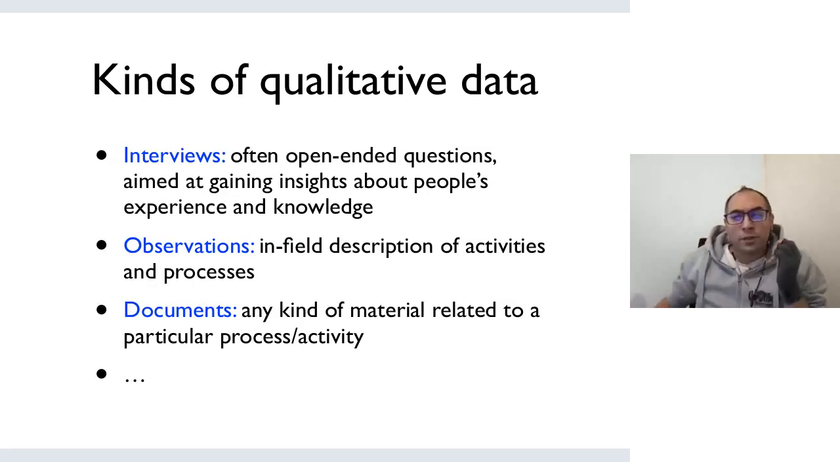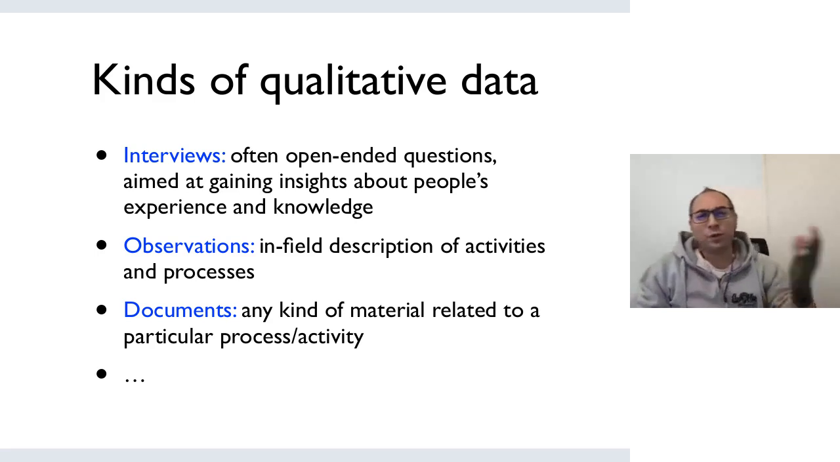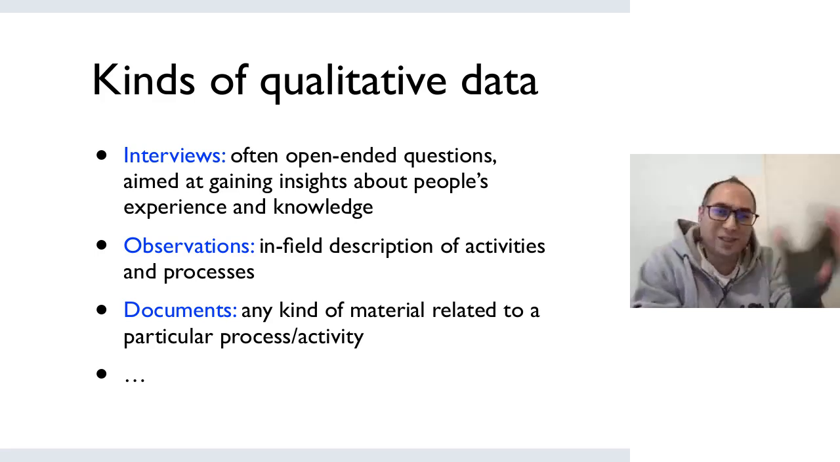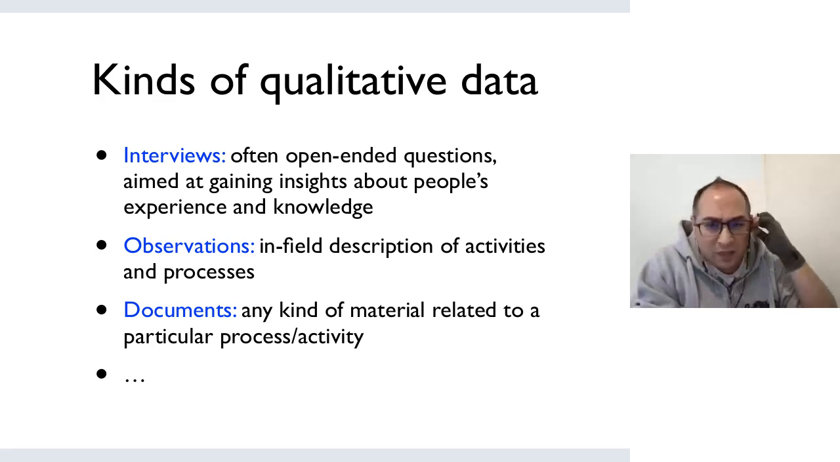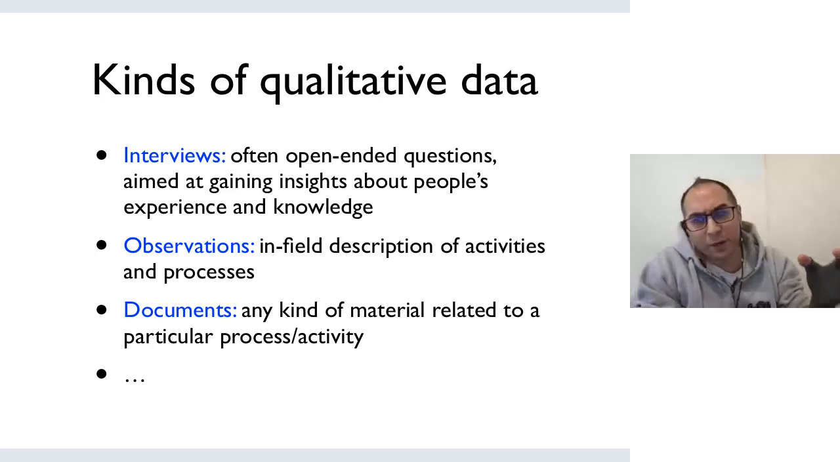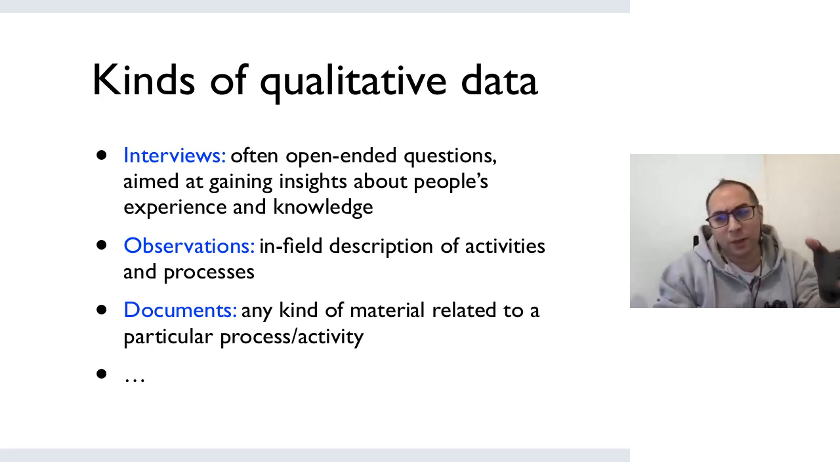Now let's move forward. Suppose you have your qualitative data. You might have interviews, for example, you might have observations, whatever, in-field descriptions of activities. Essentially, different types of qualitative studies entail different kinds of qualitative data. So it is also up to you, the analyst, to combine the kinds of qualitative data with respect to whatever research questions you have, right?